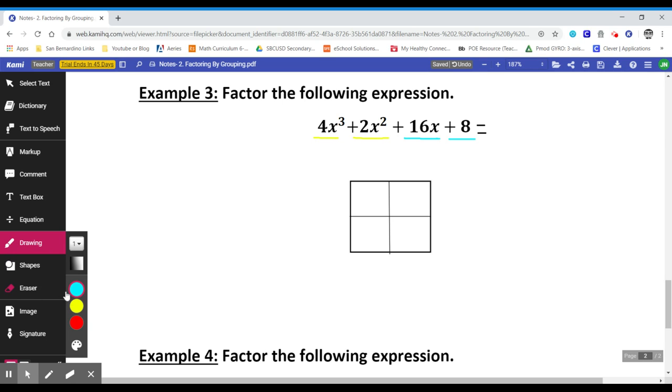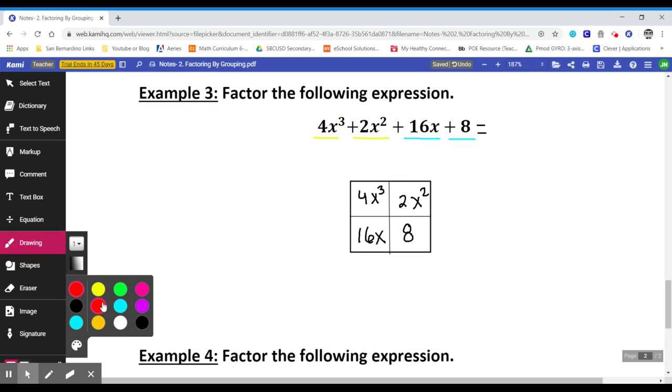So now that you know that those two are factorable, or they're grouped next to each other, then we can go ahead and write it into the box. 4x to the power of 3, 2x squared goes here, 16x goes here, and then positive 8 goes there. Okay, so now that you have that, we're going to repeat the process as we did in the past and figure out, okay, what can I take out of this row? What can I take out of this row, this column, this column? So from the first one, I can see that I can take a 2 and an x to the power of 2 on the outside of this.